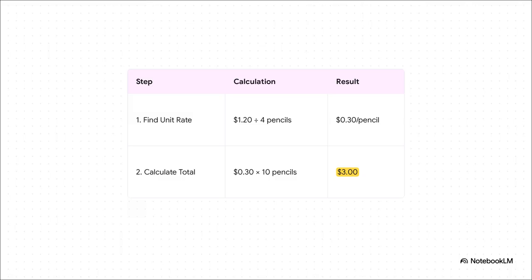So, check it out. The problem tells us 4 pencils cost $1.20. To get our unit rate, we just divide $1.20 by 4. Boom, 30 cents per pencil. Now we know the cost of 1. From there, we just multiply that by 10, and we get our final answer. 10 pencils will cost $3. See how finding that unit rate just unlocked the whole thing?